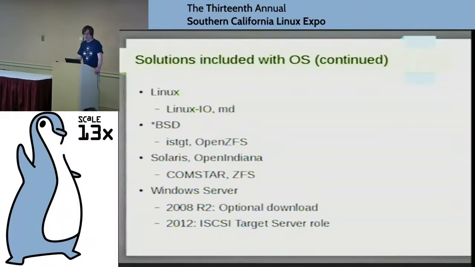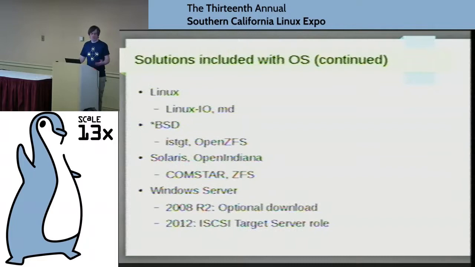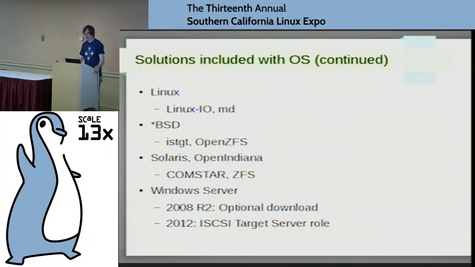And in Server 2012, it's now built into the OS, and it's just a server role. So if you're familiar with Windows, you can just go into the Server Manager, click a box, click OK, and everything, and then you'll have your iSCSI target installed.